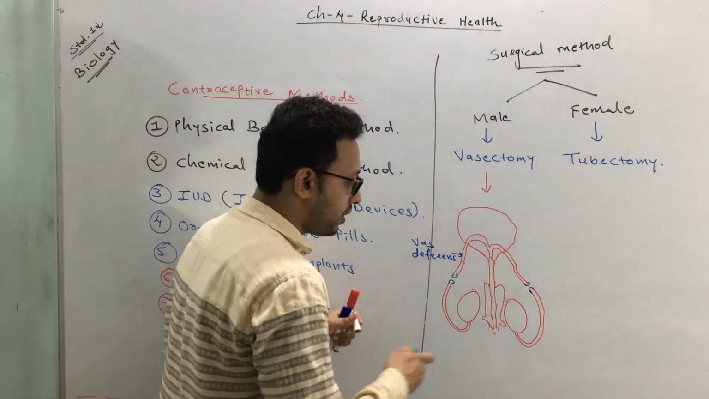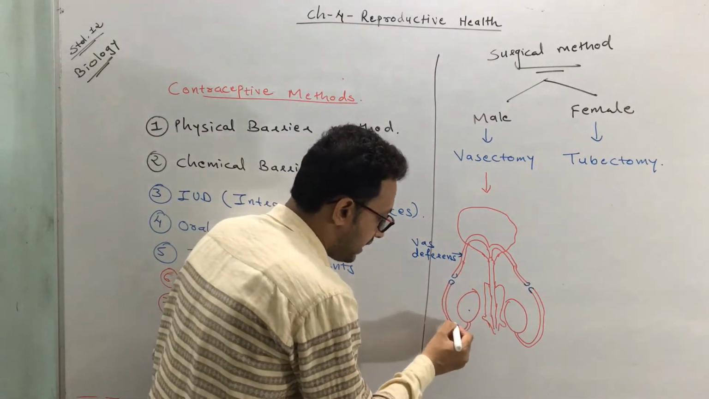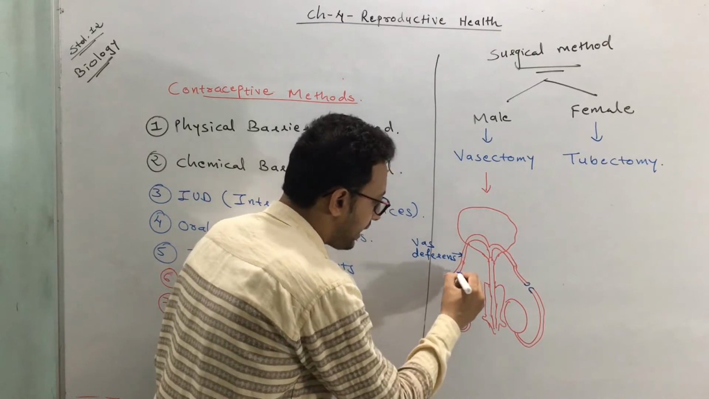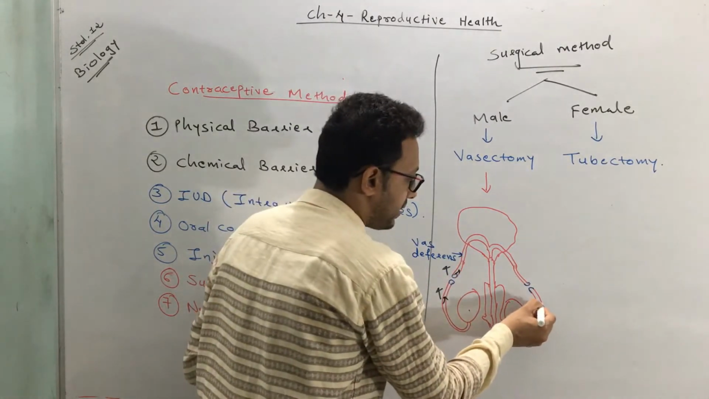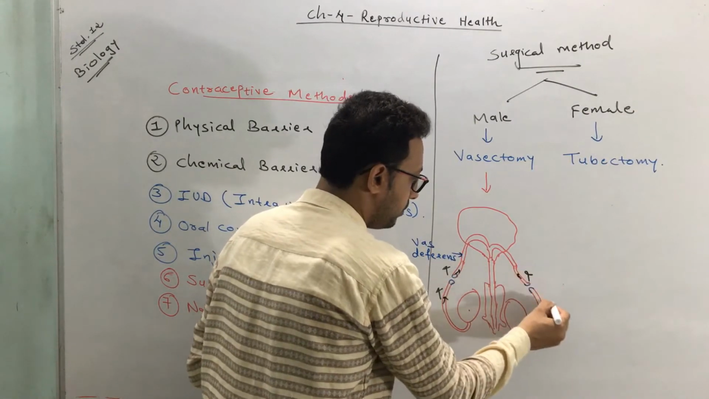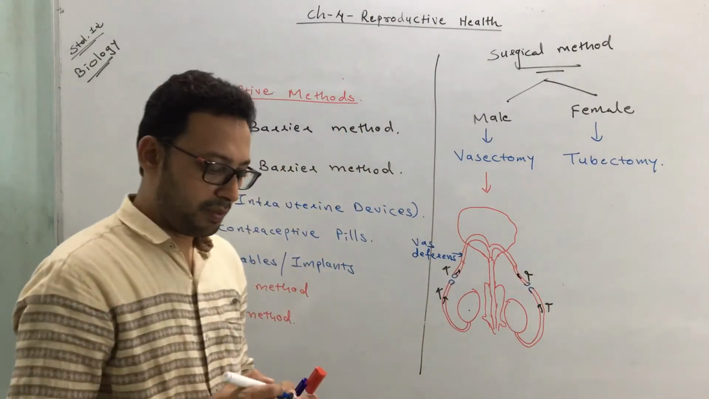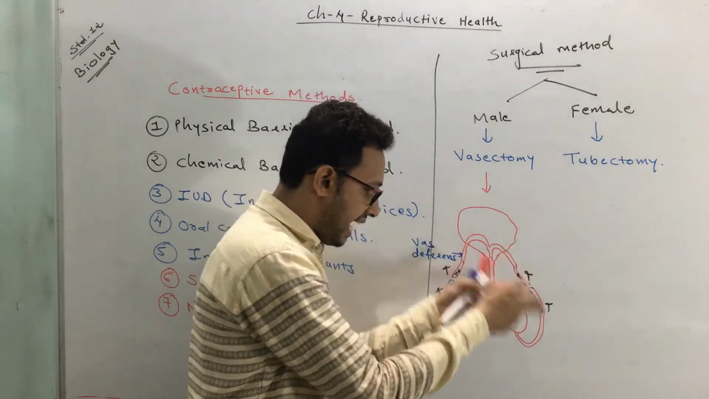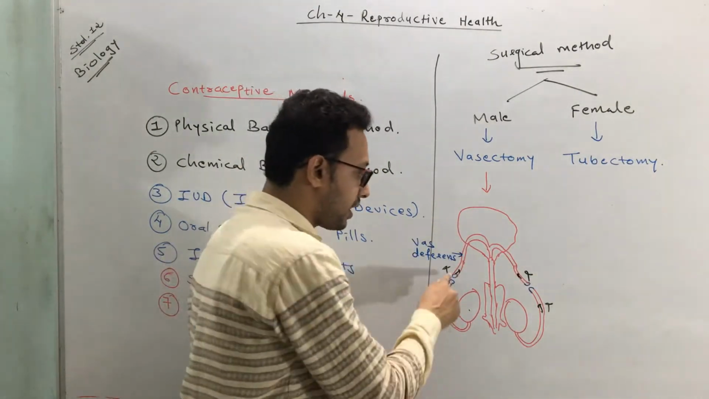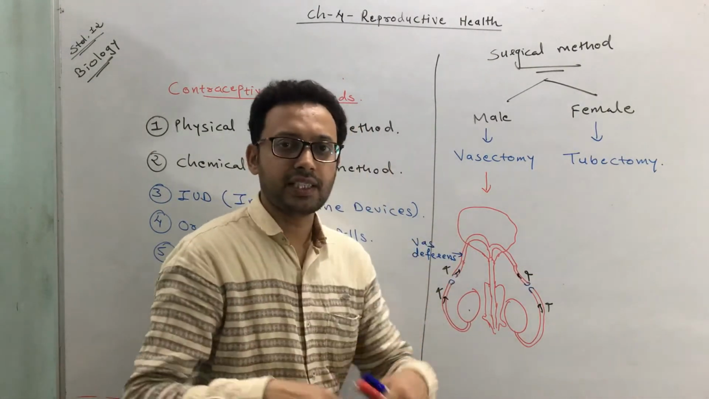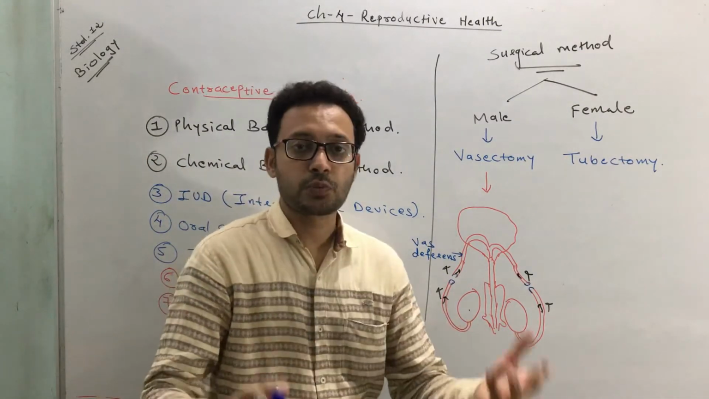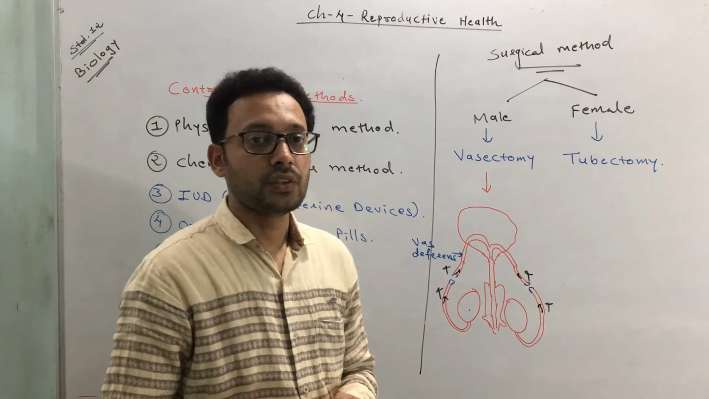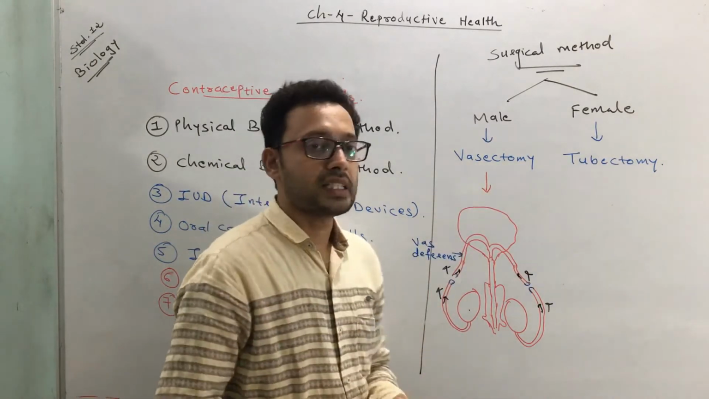The sperm which is going to be produced by the testes does not get transported. That transport process is going to be prohibited. The transport of sperm through the vas deferens is prevented because we have cut the tube and tied a knot, and due to that, the sperm cannot travel. This procedure is called vasectomy.